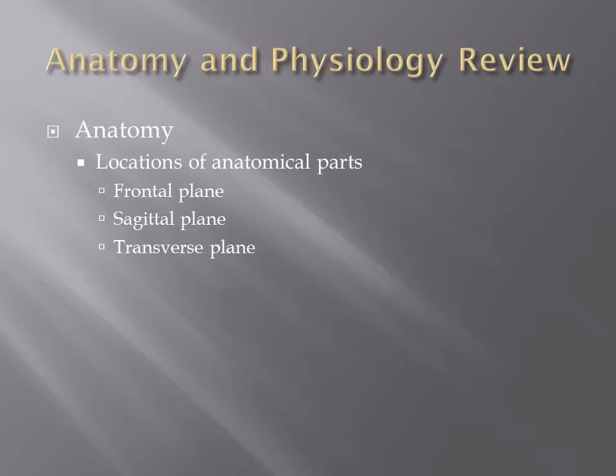We also need to do a review of anatomy and physiology. Anatomy, as I stated earlier, is the structure of the body. There are locations of anatomical parts. In order to determine these locations, we use terms such as frontal plane, which is a plane dividing the body into the anterior and posterior portions. Sagittal plane divides the body into left and right portions, and transverse plane divides the body into upper and lower portions.